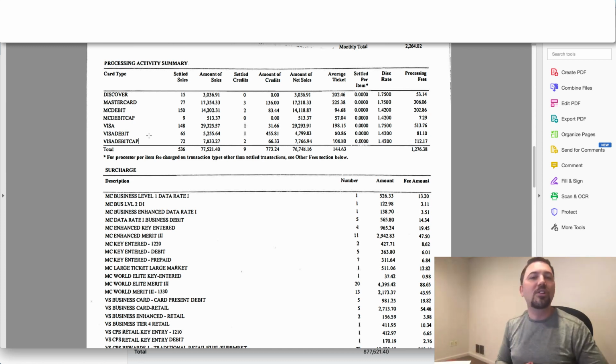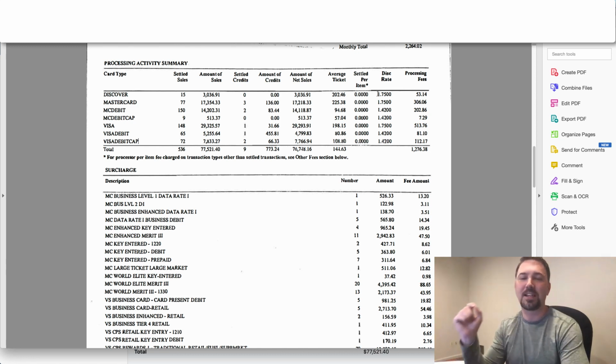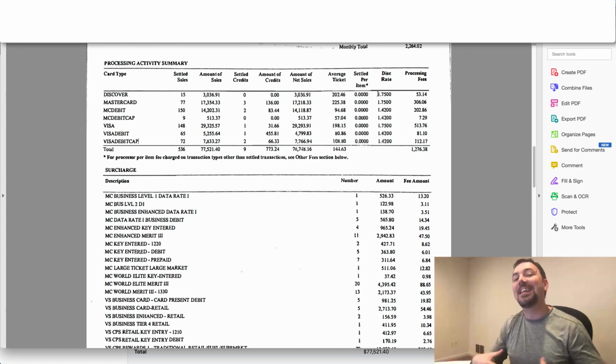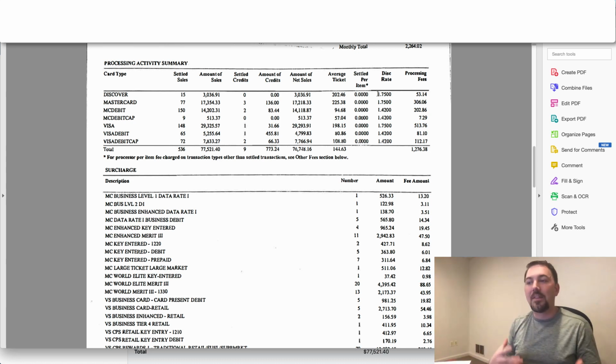This is flat rate with surcharging. And I've seen a lot of statements like this lately with larger volume merchants. Generally speaking, of course you can price it really well, but there's going to be a lot of markup with this one. And so what you'll notice is that up here at the top, they have the different card types where they're charging 1.75% flat rate on credit. Then they're charging 1.42% flat rate on debit. And then in addition, on top of that, they have surcharges.